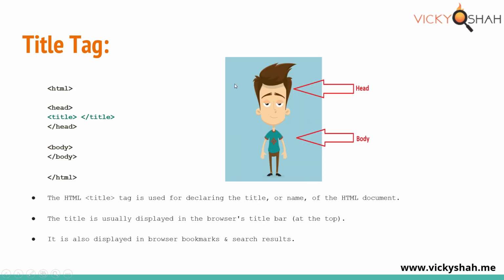Now what exactly is the title tag? The HTML title tag is used for declaring the title or name of the HTML page or document. The title is usually displayed in the browser's title bar at the top. It is also displayed in the browser's bookmarks and search results. Where do we place it?